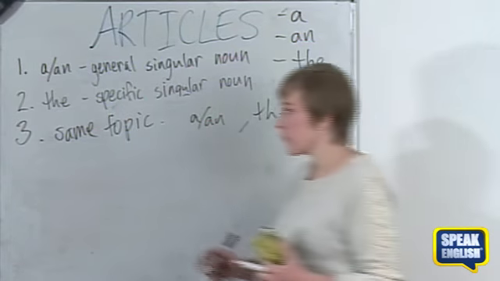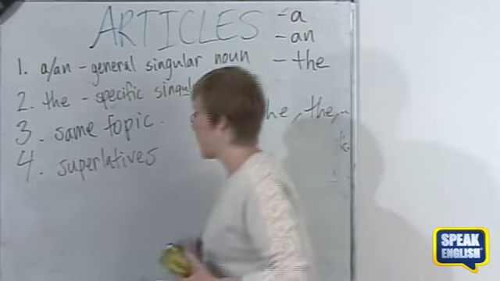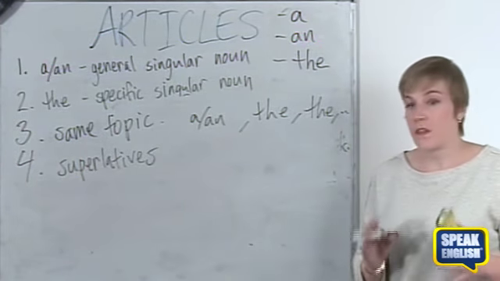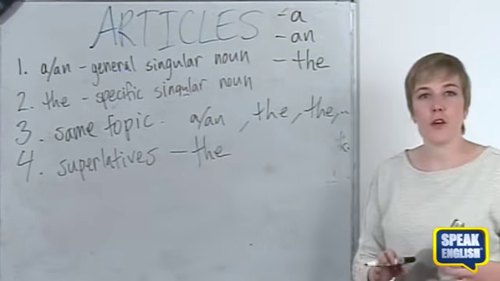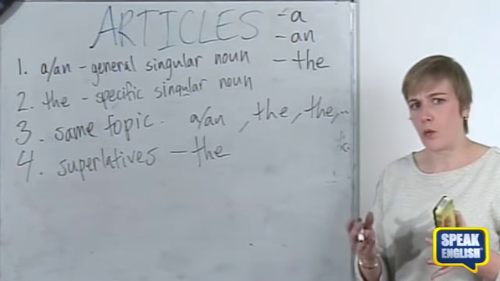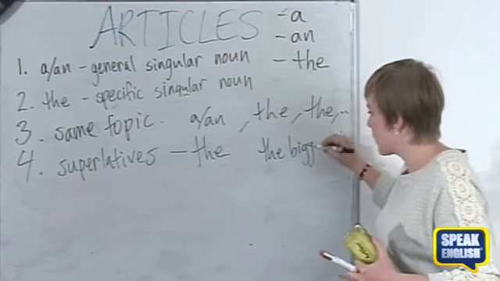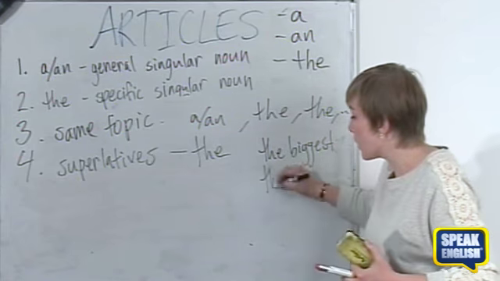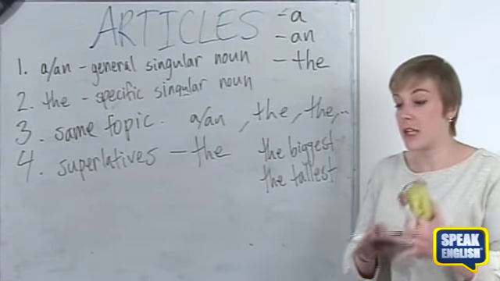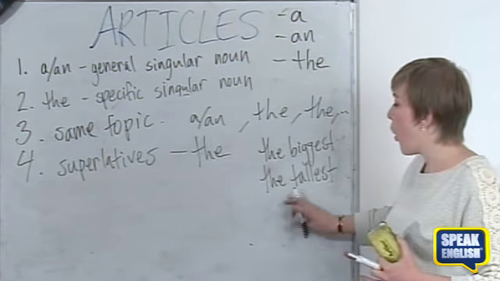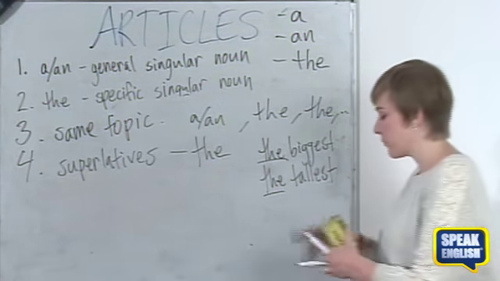For our fourth rule, we'll talk about superlatives. With superlatives, we're only going to use the. We never use a or an. Superlatives, maybe you don't know, is when you're talking about the biggest, the tallest, in the world, or maybe in Turkey, or maybe in this room. So we're always going to use the with this type of grammar, superlative grammar.